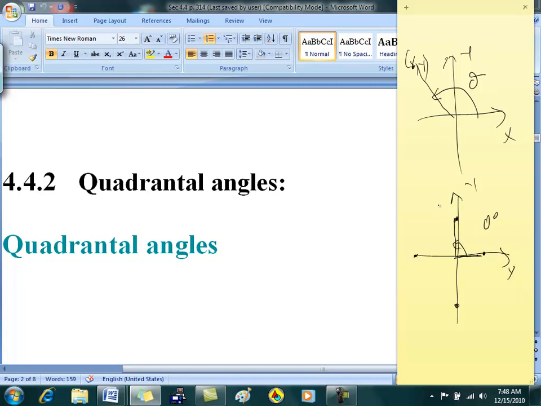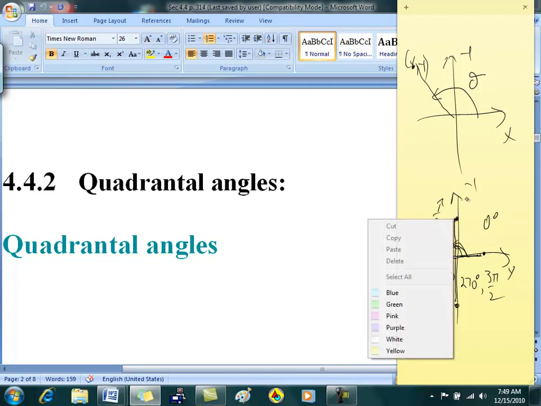90 or pi over 2 radians, okay? And then this angle here, which would be going all the way around like that, 180 or pi. And then finally this angle here that comes around like that would be 270 or 3 pi over 2. So these are called quadrantal angles because they're at the borders of every quadrant, right? Like this is at the border of Q1 and Q4. This is at the border of 1 and 2 and so on. That's why they're called quadrantal angles.